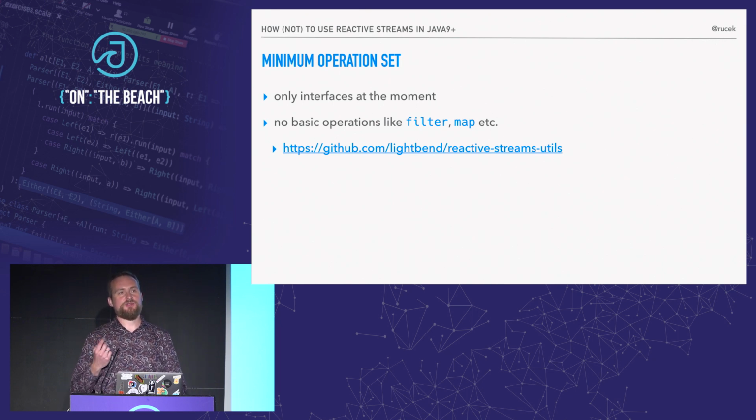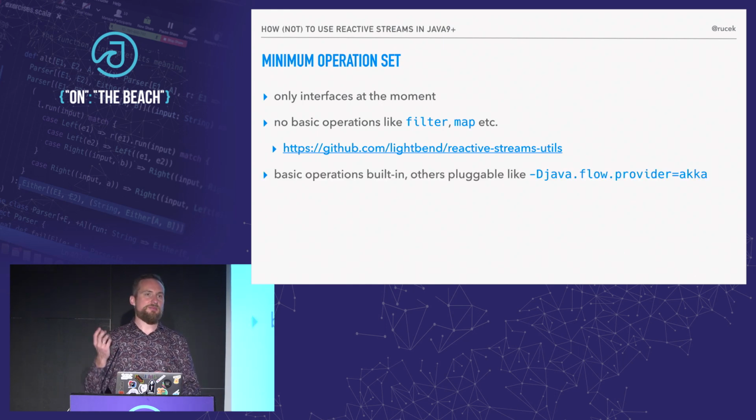And the goal of this proposal, well, the idea was to include the basic set of operations like mapping or filtering in the JDK, and then to be able to provide other implementations like the most complex ones, because if you think of most complex processing graphs, like parts of the graph that have multiple inputs or multiple outputs, this is usually very specific to a concrete implementation. So then you would be able to basically plug a concrete implementation using this system property, Java Flow Provider.